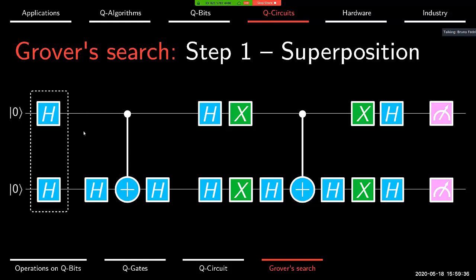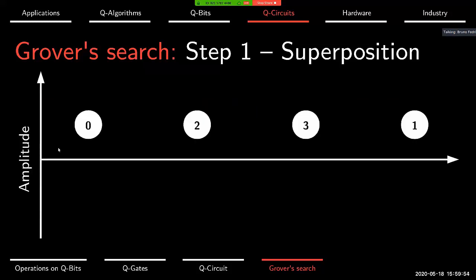So the first step of the Grover search algorithm is to put everything in superposition. I remind you that superposition can be achieved with the Hadamard gate, the H gate. So we put an H gate on the 2 registers to put everything in superposition. This is what happens: 25% of 0, 25% of 2, 25% of 3, and 25% of 1. So at this level, we cannot distinguish anything.